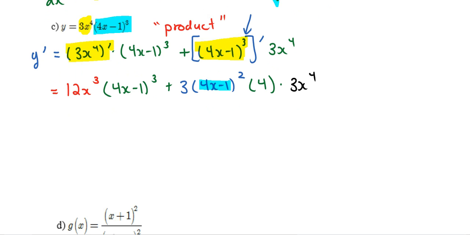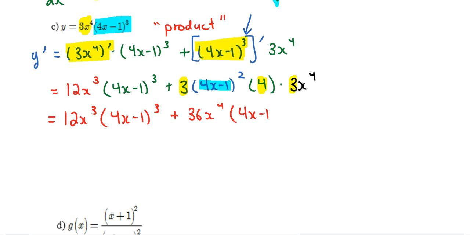Okay. And once again, we want to do our best to simplify the problem here. Focusing on the right hand side of the equation, if I highlight this 3, this 4, and that 3, and multiply those all together, I'll get 36. So let me just go ahead and rewrite this. This will be 12x^3 times (4x - 1)^3 plus 36x^4 times (4x - 1)^2. Okay, and you'll notice that you can simplify this a little bit more.